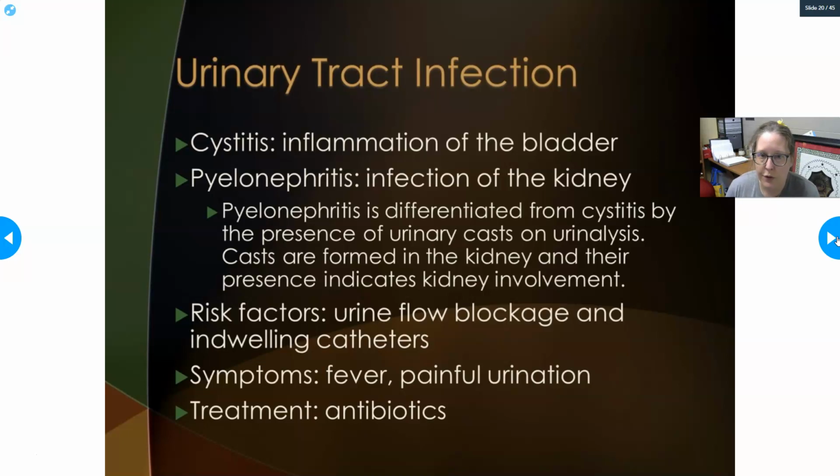The risk factors for urinary tract infections are anything that blocks urine flow, things like indwelling catheters, and of course, also if there's contamination of the catheters, etc. So anything that keeps urine from flowing freely or that's inserted in there can definitely put a patient more at risk for UTIs. Symptoms are going to be fever and painful urination, and treatment requires antibiotics, but of course also identification of the infecting agent so that you give the appropriate antibiotics here.